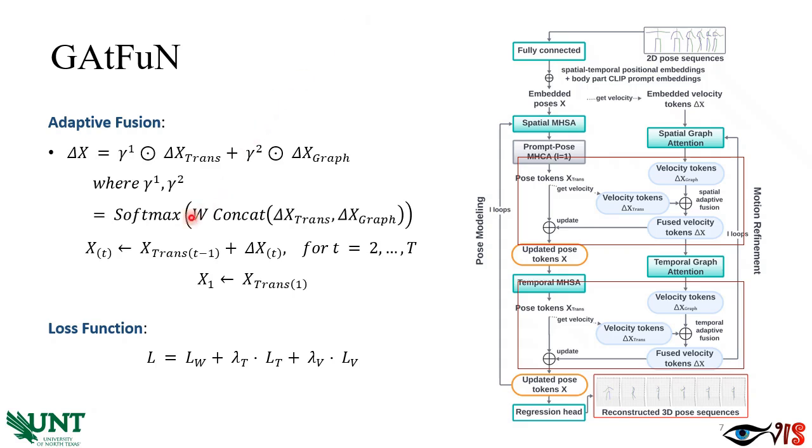And our loss function combines three terms. The first is the weighted mean per joint position error loss, which measures the accuracy of the joint positions. The second is a temporal consistency loss, which penalizes sudden changes in the velocity. And the third is the velocity loss, which is the mean per joint velocity error. The weighting factors lambda t and lambda v are tuned to balance stability and accuracy.